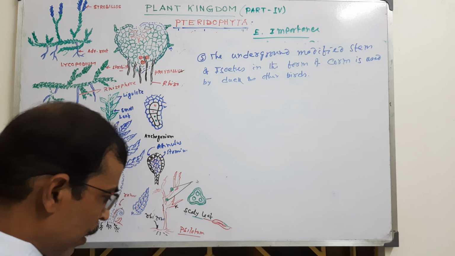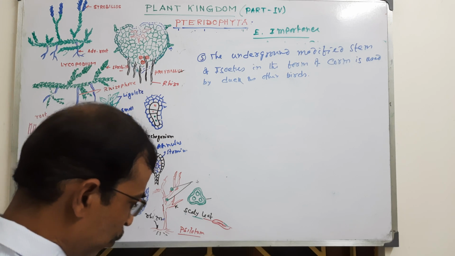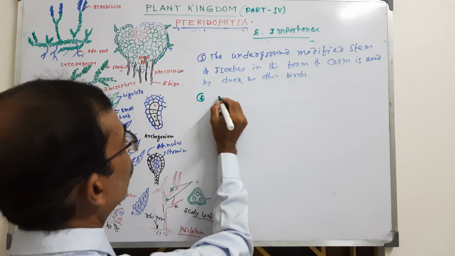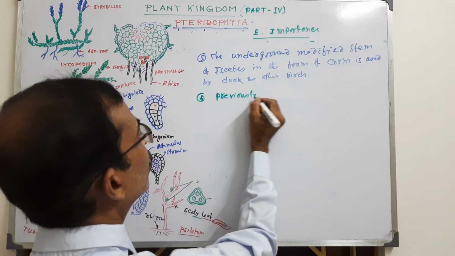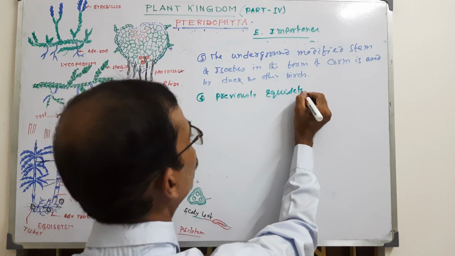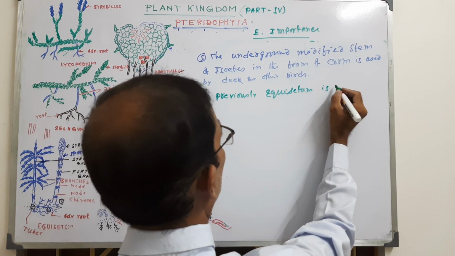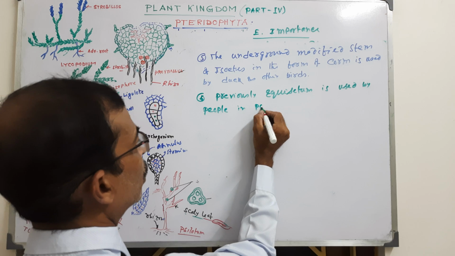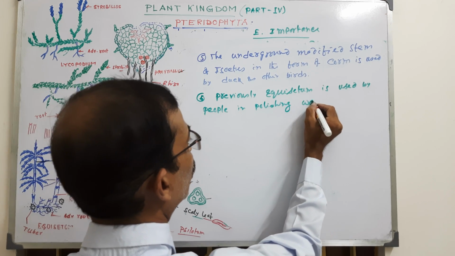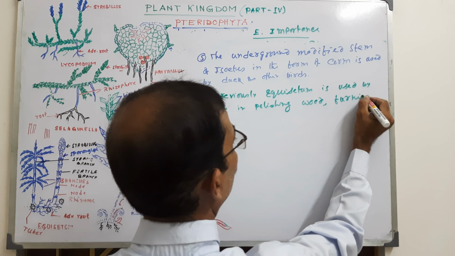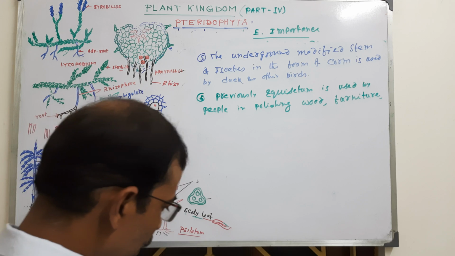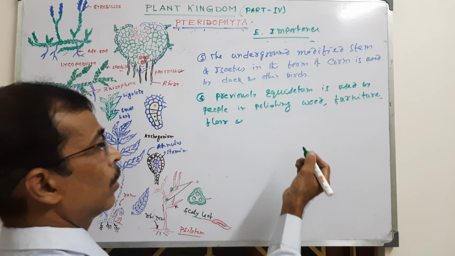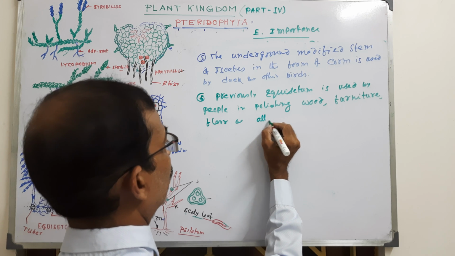Okay, other birds. Next point, previously Equisetum was used by people in polishing wooden furniture, floors and of course dishes, for grinding alloy dishes.